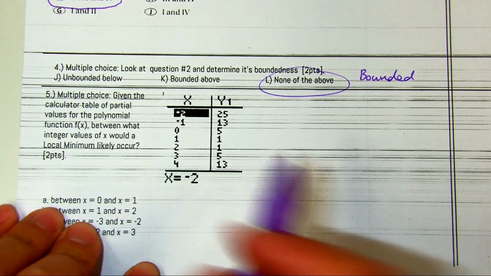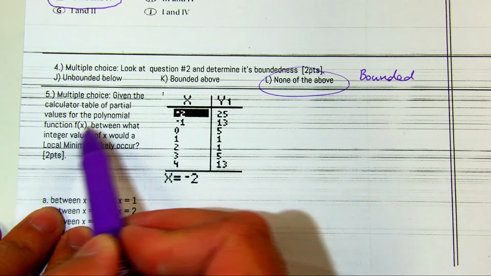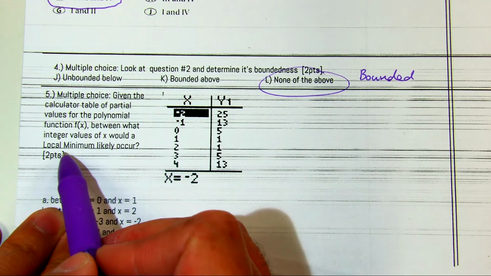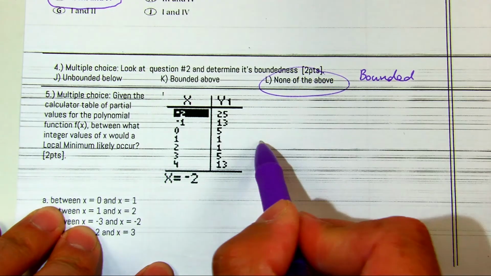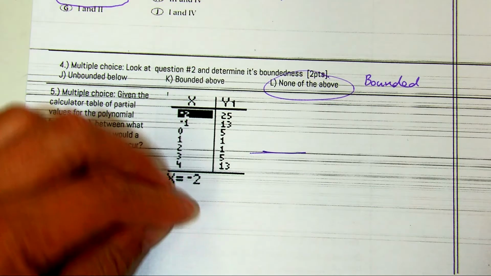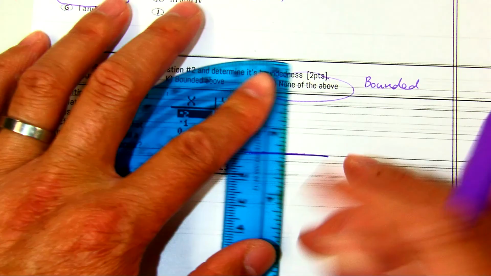Question number 5. Given the calculator table of partial values of the polynomial function, between what integer values of x would a local minimum likely occur? So if you just draw yourself a quick graph, you can actually give yourself a visual.